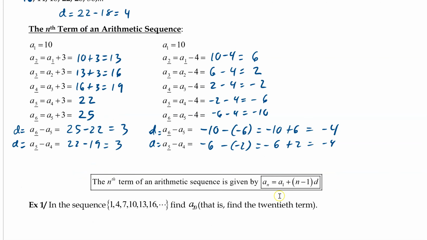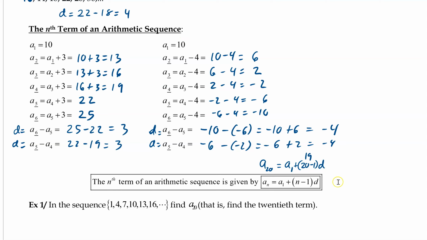So we end up with this formula, which says if you wanted a sub 20, you would take your first term and then add to it 20 minus 1 differences. You would add 19 differences. So it's always 1 less. To find a sub 2, we had to use 10 take away 4. To find a sub 3, we would take a sub 1 and subtract 4 twice, and so on. To find a sub 4, you take 10, subtract 4, subtract 4, subtract 4, three of them.